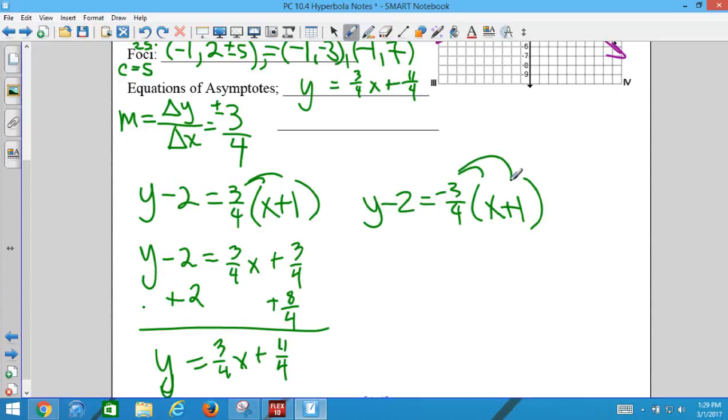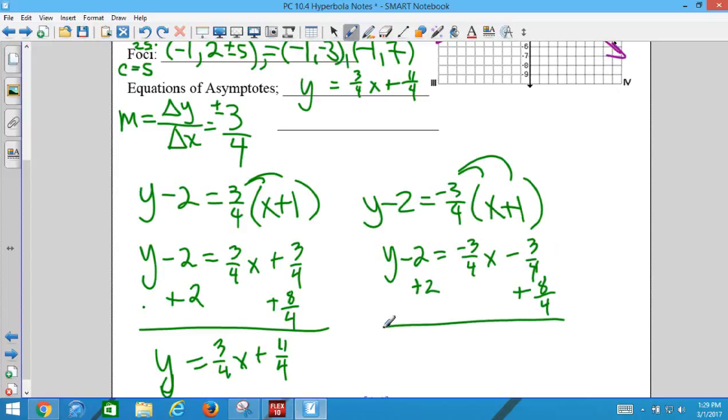Do the same thing over here. Distribute, and I get -3/4 x minus 3/4. And then I'm going to add 2, which is the same thing as adding 8/4. So I'm still adding the same number both times. You really only have to figure out that fraction once. And I get -3/4 x plus 5/4.